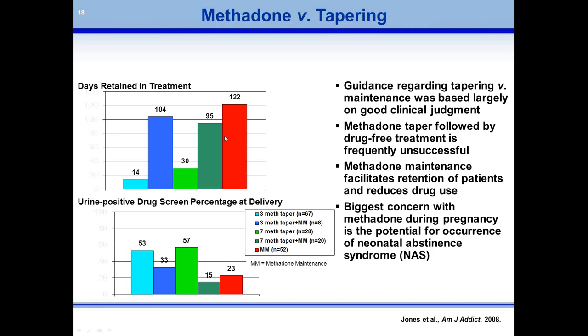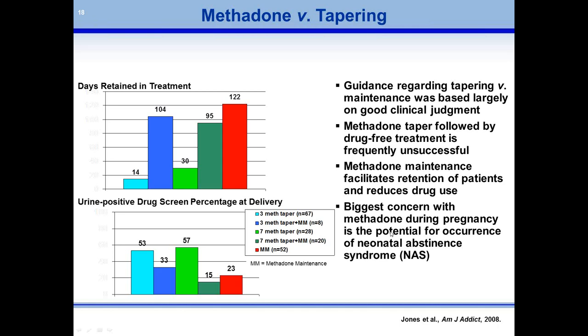And when we retain women in treatment, that allows them the opportunity to access all of the other types of services that are available in comprehensive care, even obstetrical care, or less fancy versions of treatment. And then in the bottom graph, you can see here just the urine results at delivery. So for the 3 day and the 7 day, those women that were not maintained on methadone, you can see that they have somewhat higher positive rates of toxins at delivery compared to those that were receiving methadone at any point in their pregnancy.